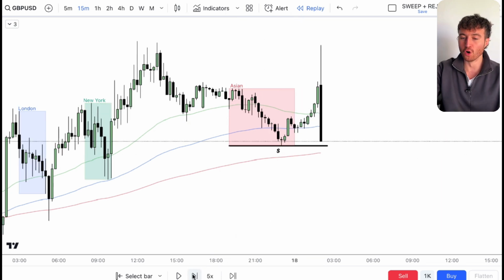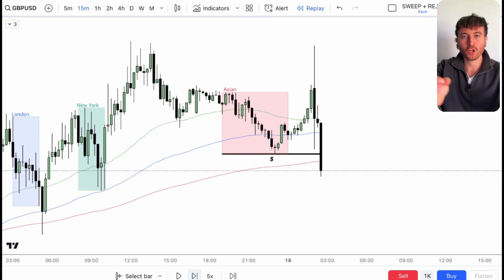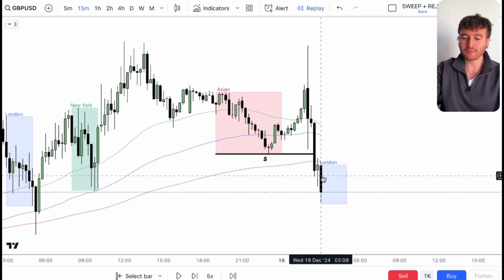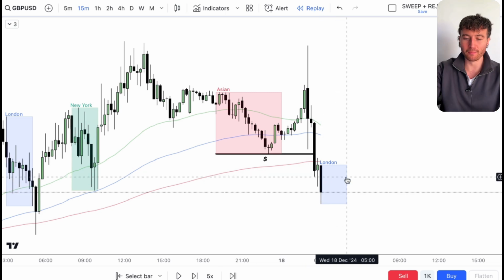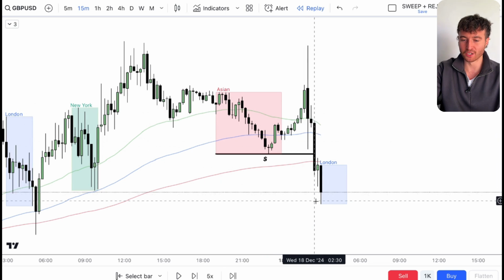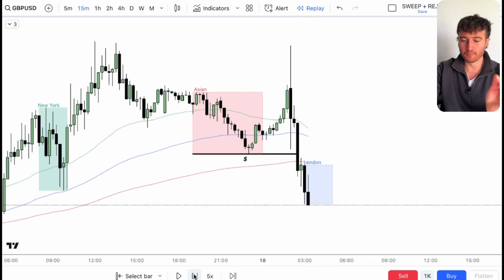We're looking for a run of the Asia liquidity. This could be during the London or New York session. The London session is between 3 a.m. and 5 a.m. UTC. So that is New York time. You can see right here, we've swept that sell side liquidity. We're now entering into the London session and we're simply waiting for a bullish confirmation.